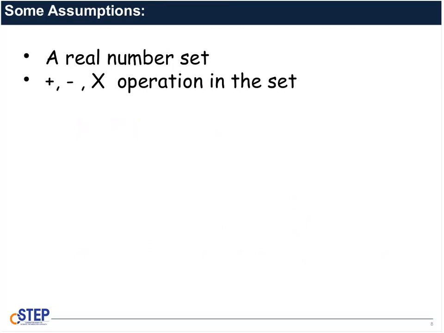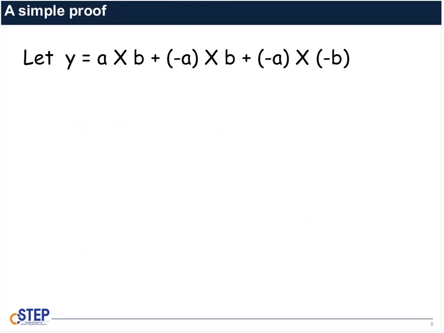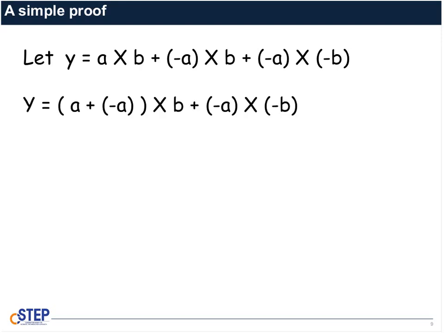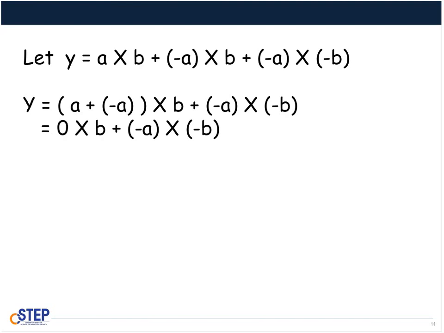So to prove why -1 and -1 gives +1, let's say there exists a number y, which is represented by a cross b plus minus a cross b plus minus a cross minus b. Since a and b are in the same set, any type of operation between a and b will produce a number which should belong to the same set, and that number should be unique. So we can represent y, taking b as common and using the distributive law, as a plus minus a, cross b, plus minus a cross minus b. It gives you 0 into b plus minus a cross minus b. So it becomes minus a cross minus b.